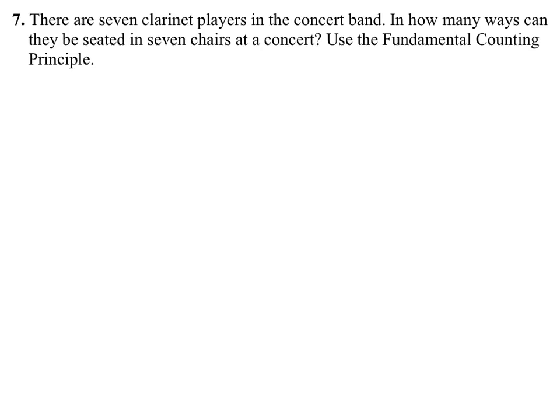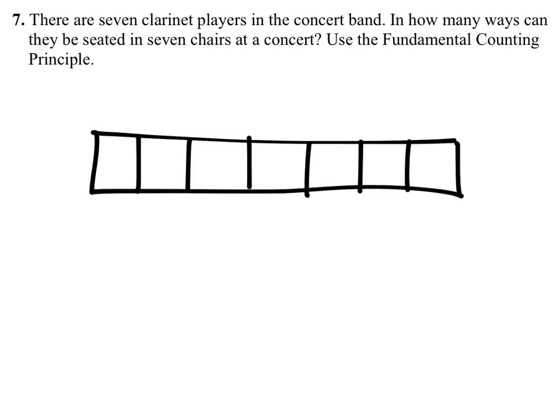There are 7 clarinet players in the concert band. In how many ways can they be seated in 7 chairs at a concert? Alright, so maybe a picture will help us with these. So these would be the 7 chairs. We're just going to assume they'll sit in this way, not that it really matters. I'm going to number these so we can keep track of which is which. We'll say this is chair number 1, 2, 3, 4, 5, 6, and 7.